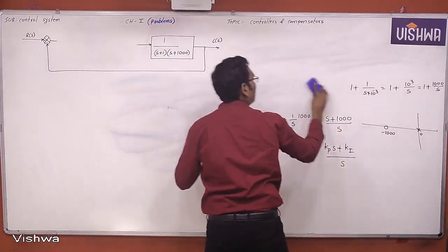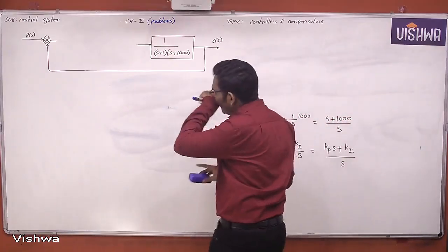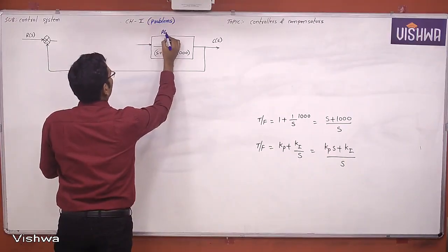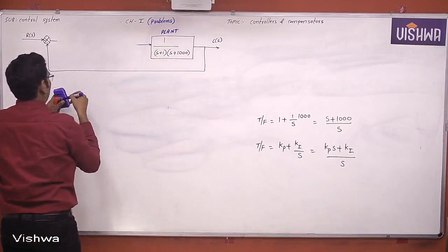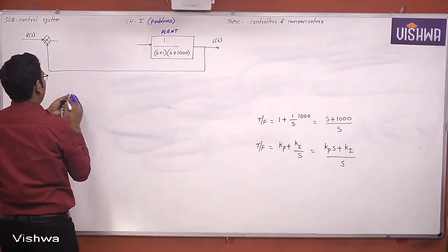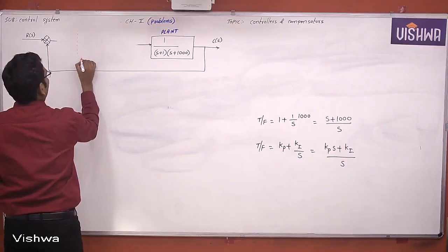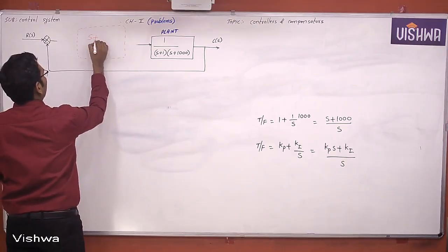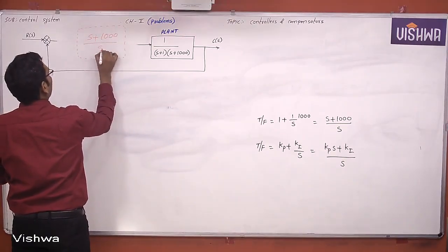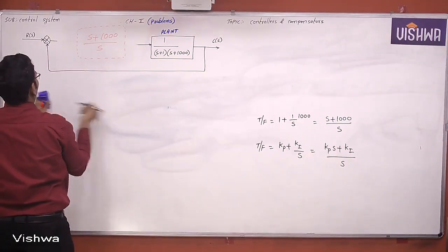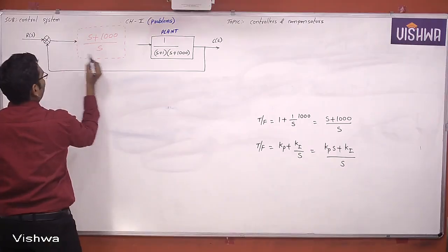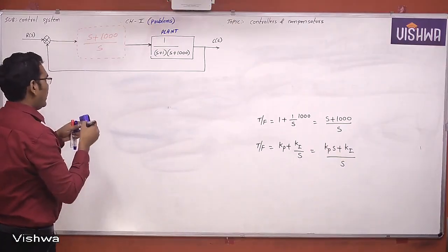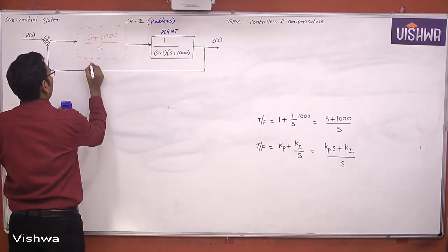So determine all the time domain specifications. This is the actual system or plant. Practically this is called a plant. This is the controller. Now which type of controller is it? As we already found, this is a PI controller, S plus 1000 by S. This PI controller is working on the plant. So this is nothing but a PI controller.